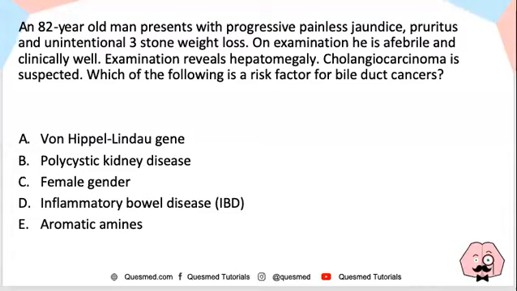So an 82-year-old man presents with progressive painless jaundice, itching, and unintentional 3-stone weight loss. On examination, he is afebrile and clinically well. Examination reveals hepatomegaly, and cholangiocarcinoma is suspected. Which of the following is a risk factor for bile duct cancers?